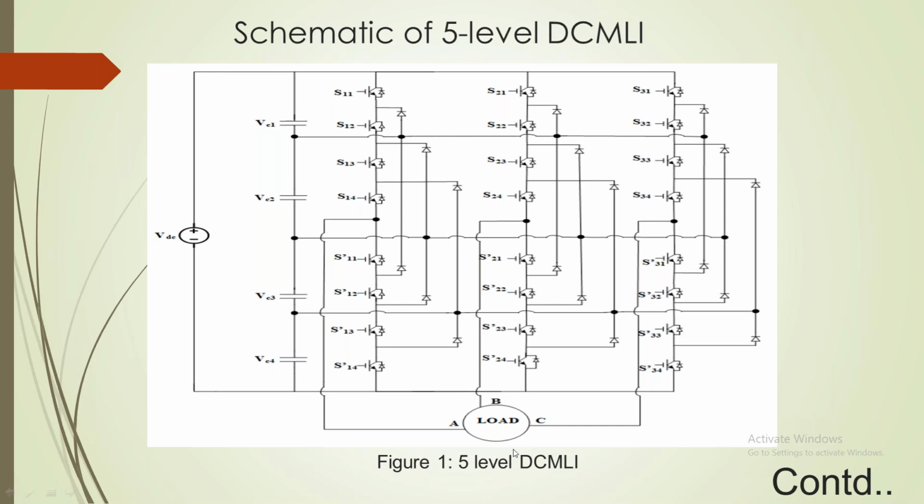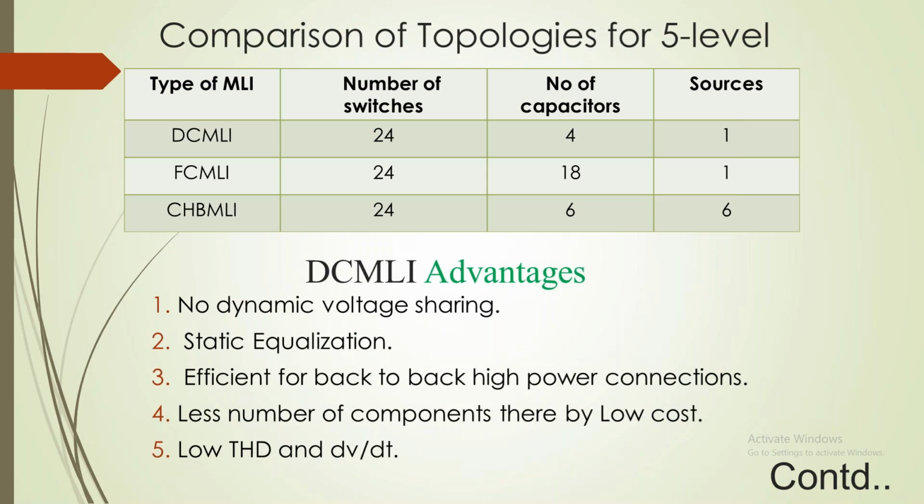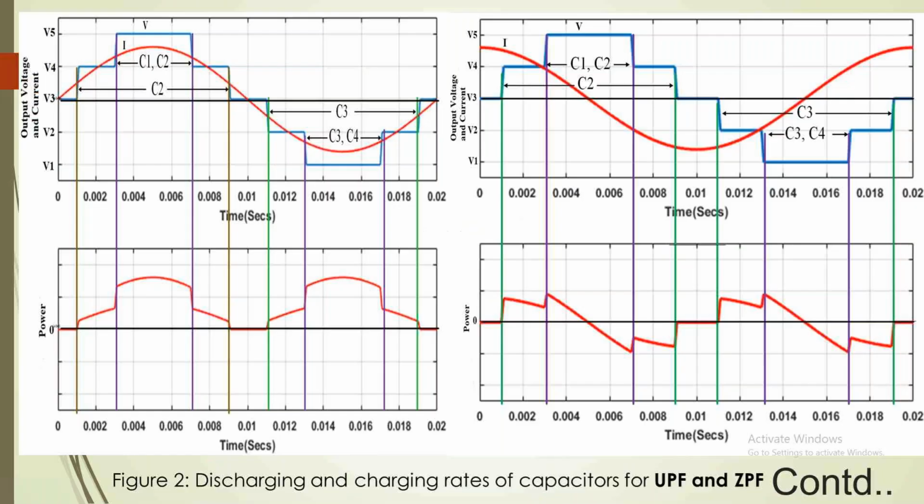Let's check the effect of load on the unbalancing of the capacitors. Let's see this case. This is the output. We have just taken the square output waveform of a five-level multilevel inverter, so that you will understand clearly the effect of load on the capacitor voltages. This is the output voltage and current for a unity power factor load, where voltage and current are in phase.